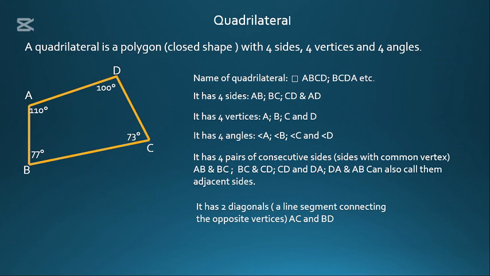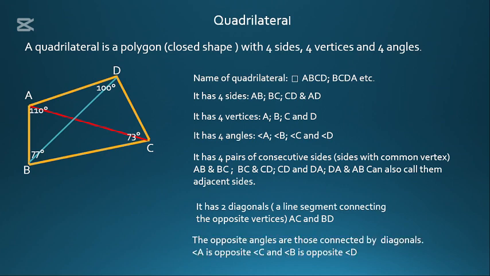Now, it has 2 diagonals. Now, what is a diagonal? It's a line segment connecting the opposite vertices. Right. So, there we have 1. And we call that diagonal AC. Then we have another one, DB. So it is a line segment connecting the opposite vertices. Right. So what is opposite angles? Now the opposite angles are those connected again by the diagonals. So angle A is opposite angle C, and B is opposite angle D. Right.